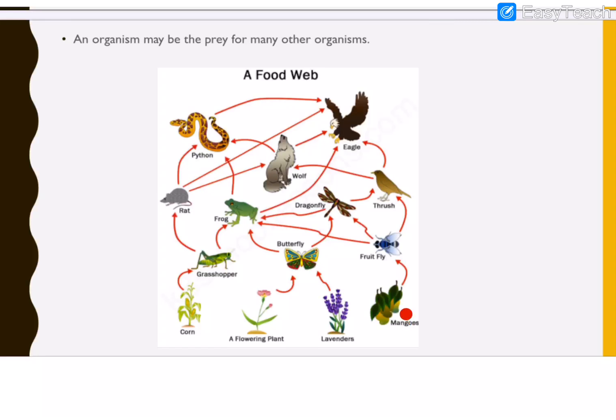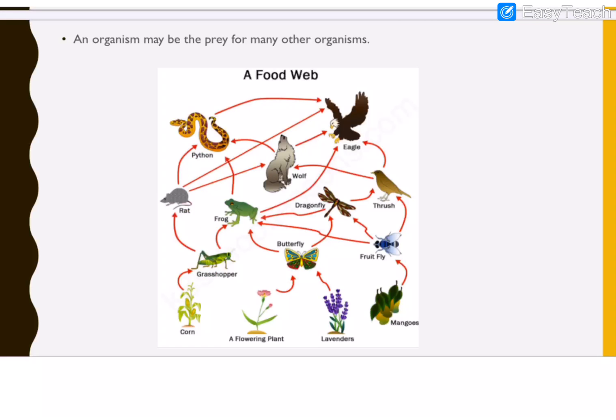Another food chain here. Mango is consumed by fruit fly, which is consumed by a thrush, like a bird. A dragonfly eats fruit flies, and small birds are consumed by eagle, and eagle also eats python. Snakes are also eaten by eagle. So there is an interconnection between each of the food chains. You can see 4 food chains here.